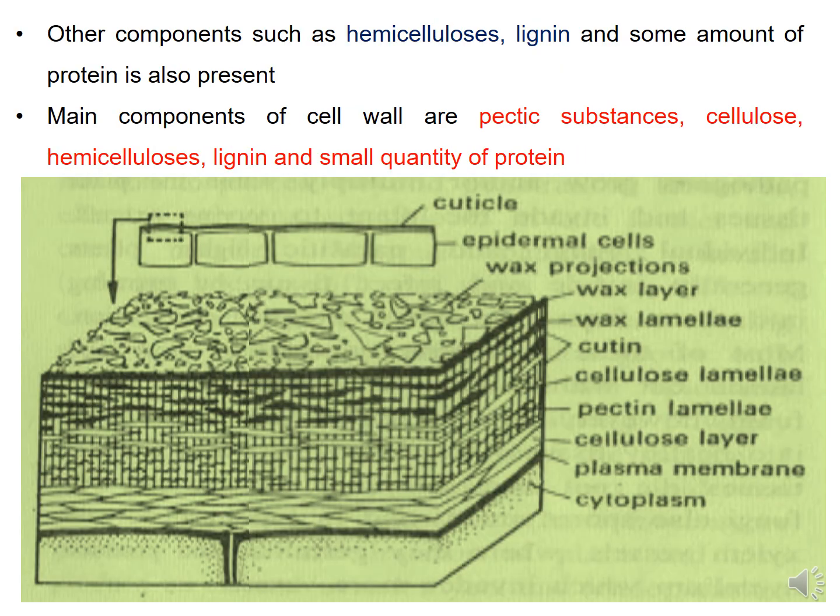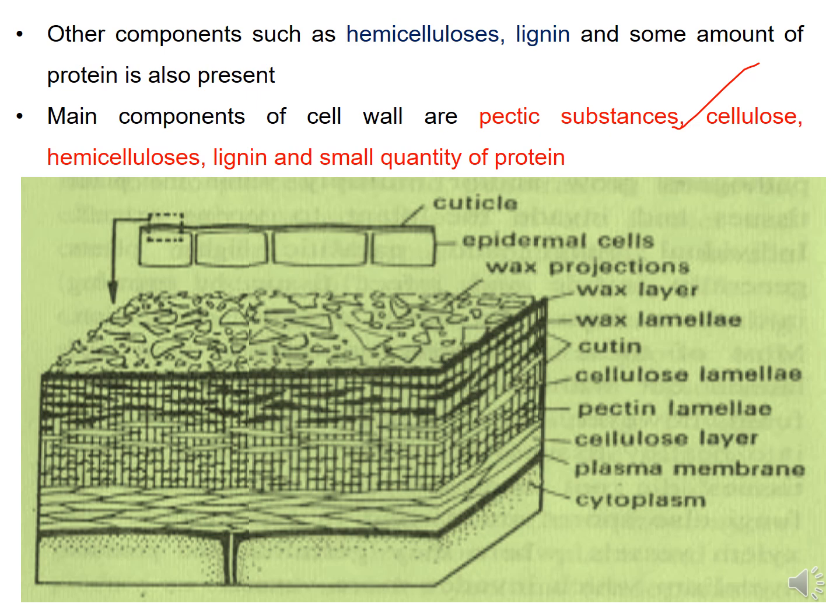Here you can see the cell wall structure. The other components of the cell wall are hemicellulose, lignin and some amount of proteins. I will explain each one in coming slides. So the main components of the cell wall are pectic substances, cellulose, hemicelluloses, lignin and a small quantity of proteins.